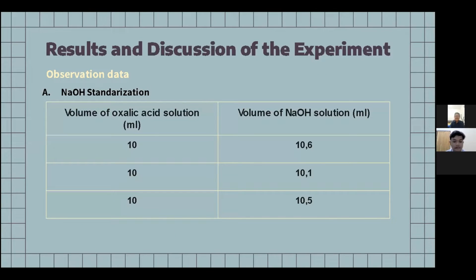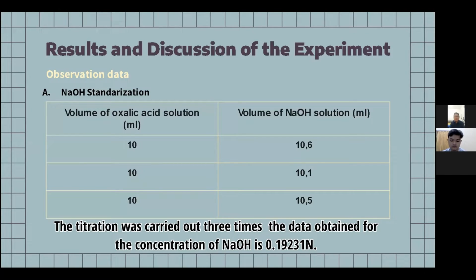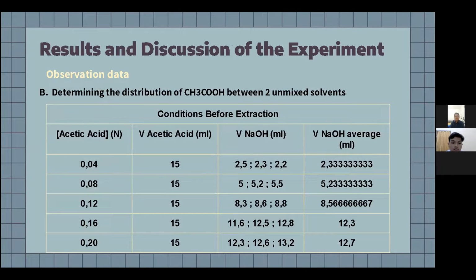These are the results and discussion of the experiment. The practicum begins with the standardization of sodium hydroxide. The standardization begins with making 0.2 normal oxalic acid solution, then titrating with sodium hydroxide using PP indicator. The titration was carried out 3 times, and the data obtained for the concentration of sodium hydroxide is 0.1923 normal.